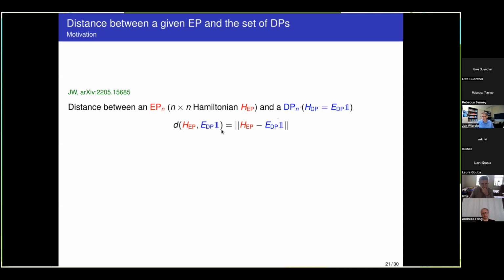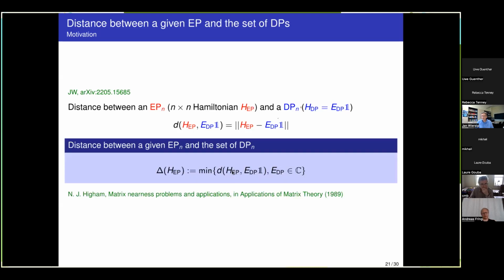Okay, then we write down the distance between the given EP and the given DP. We can write it this way. And now we ask the question, what is the minimum distance when I vary the eigenvalue of the diabolic point? So this is then the distance between the given exceptional point and the set of diabolic points in metric space.